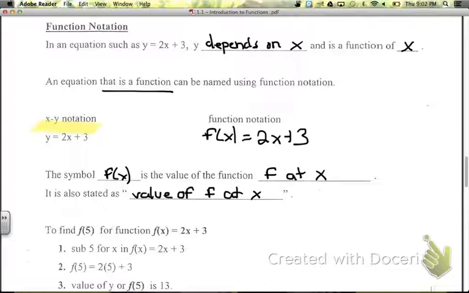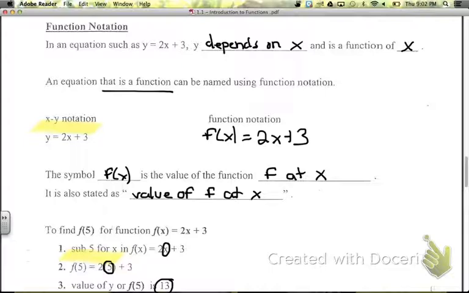So to find f at 5 for the function f at x equals 2x plus 3, what we're going to do is first sub 5 in for x. All we do is replace our x value with our 5. So you have 2 times 5, which is 10, plus 3 is equal to 13.